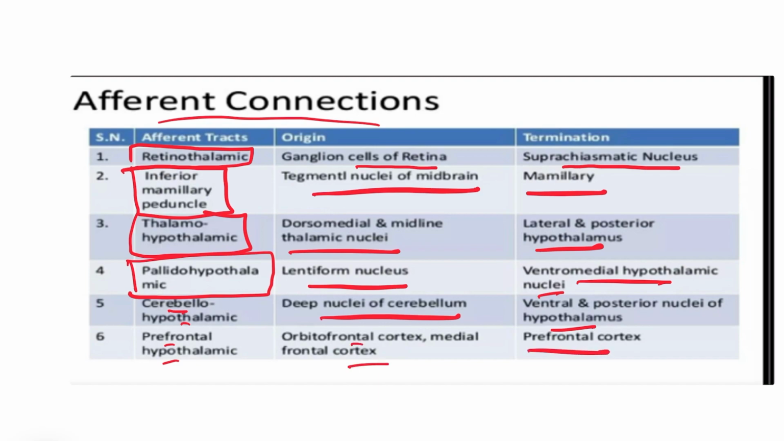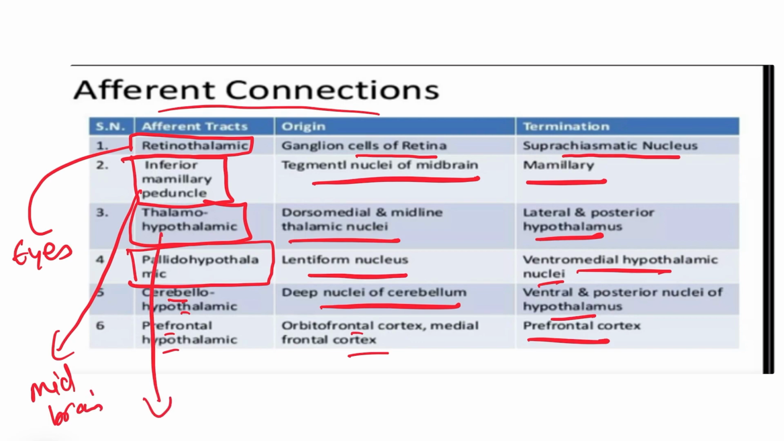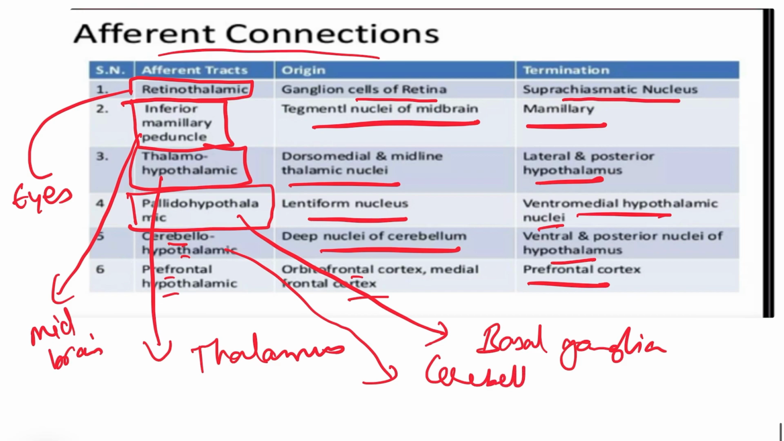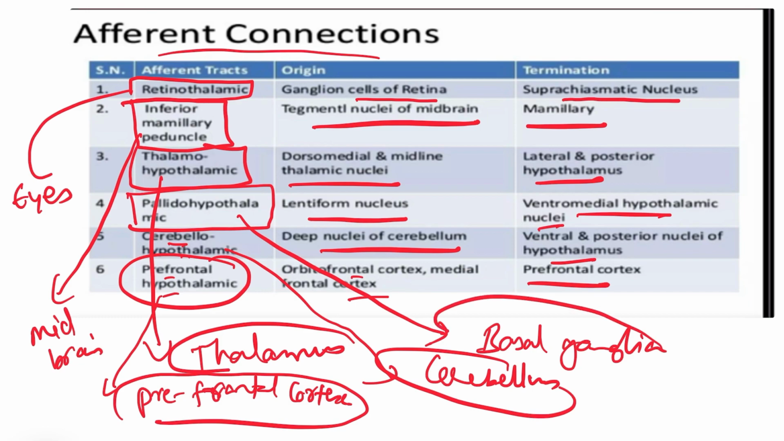So these are the afferent connections, the nerve fibers which are coming to the hypothalamus. The hypothalamus will receive signals from the eyes, from the midbrain, from the thalamus, from the basal ganglia, that is the lentiform nucleus, from the cerebellum, and also from the prefrontal cortex. So all these structures are connected to the hypothalamus: basal ganglia, cerebellum, thalamus, cortex, midbrain and the eyes.